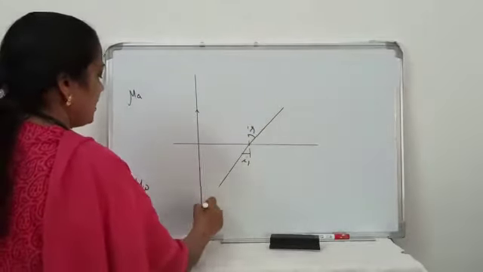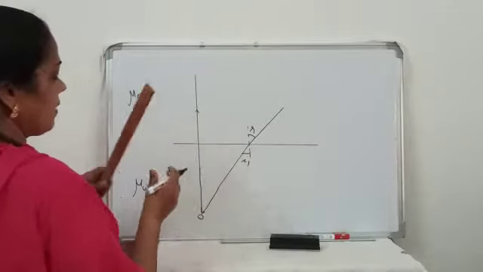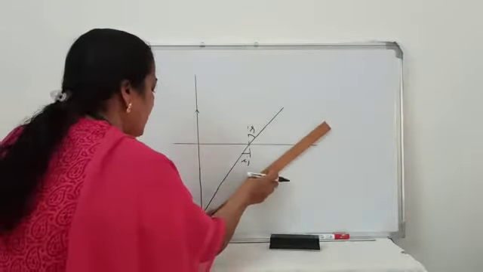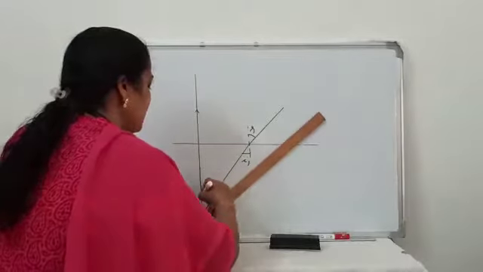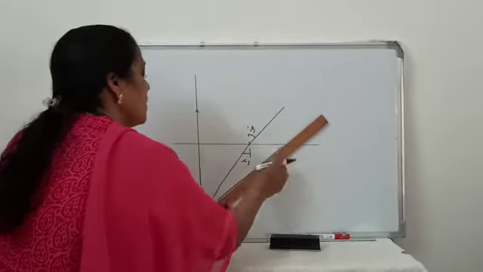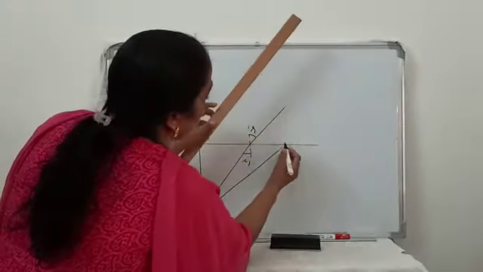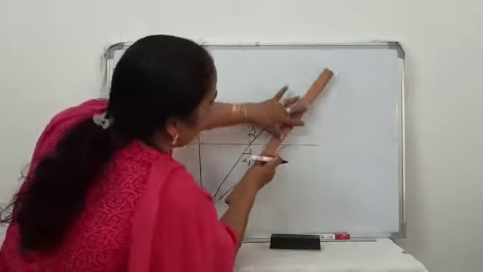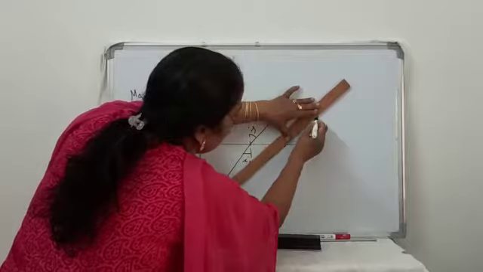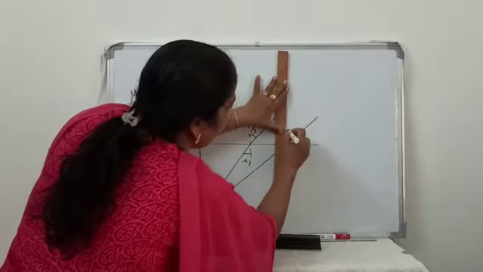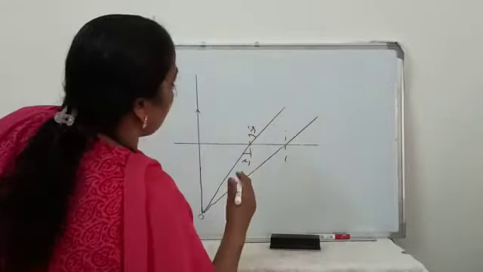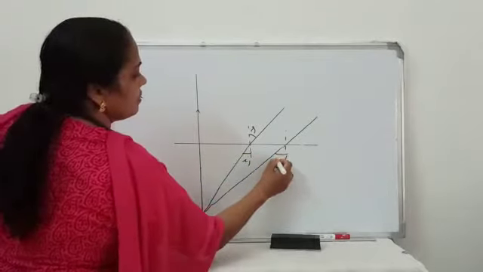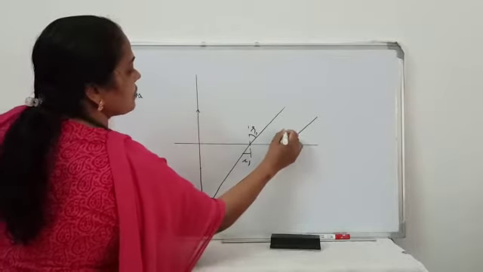So a ray of light, when I increase the angle of incidence, the angle of refraction also increases. See here, this is I2 and this is R2.